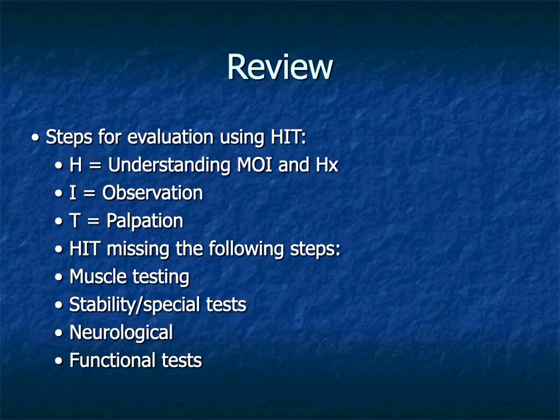And as a review, if we were using the HIT evaluation process from the textbook, H stands for history. So that would be understanding the mechanism of injury, the history step. I would be inspection, which is the observation step. T is touch, so that's the palpation step. HIT doesn't have these following steps: muscle testing, stability and special testing, the neurological, or the functional test. So again, my process is a little bit more developed.